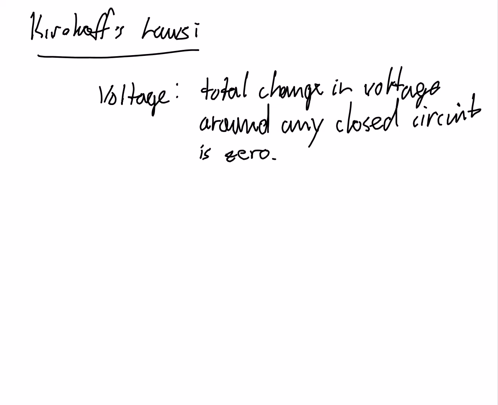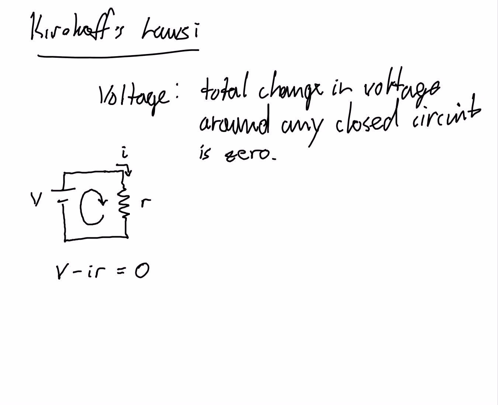Kirchhoff's law for voltages says that the total change in voltage around any closed circuit is 0. For example, considering this simple circuit, if we go in a loop around it and label the voltage of the battery V, the resistance of the resistor R, and the current I, then the total change in voltage around this circuit is plus V for the battery and minus IR, that's the voltage across the resistor, and Ohm's law tells us that that is I times R, V equals IR. So the total voltage around this loop has to be equal to 0 according to Kirchhoff's laws.